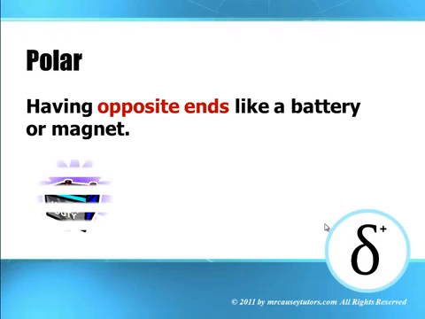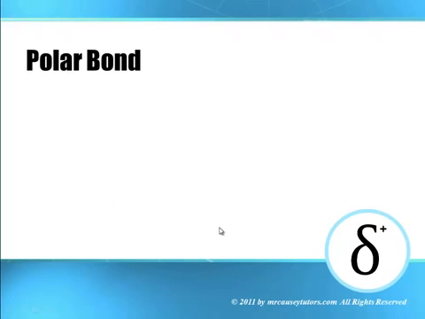Polar means having opposite ends, like a battery or a magnet. Or you might look at the little energy cells that you use for running your iPods and things of that nature. Whatever might use your cells, that's going to have two ends, a negative end and a positive end. And that is polar. Okay? So we're looking for something with opposite ends or opposite charges.